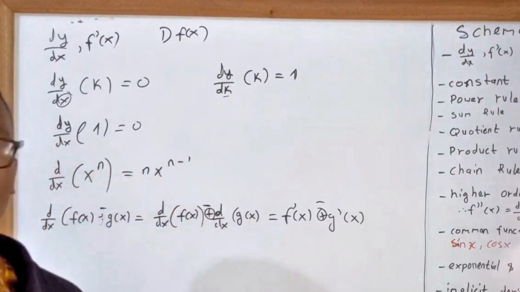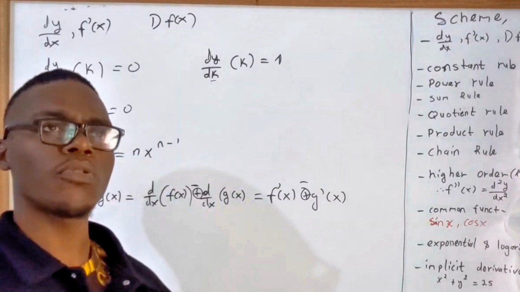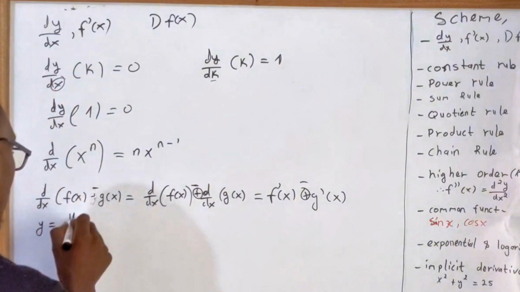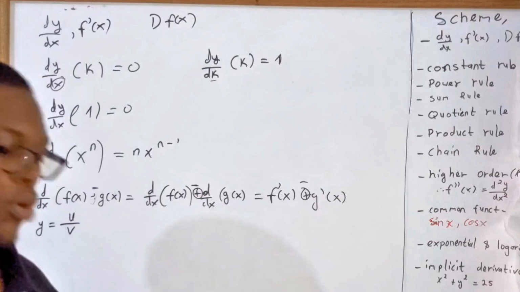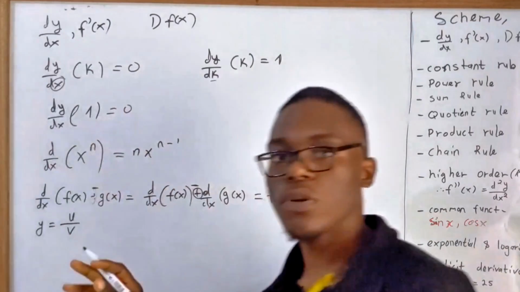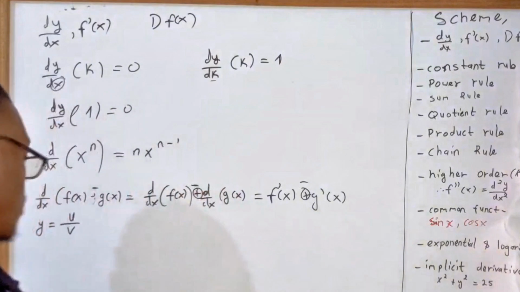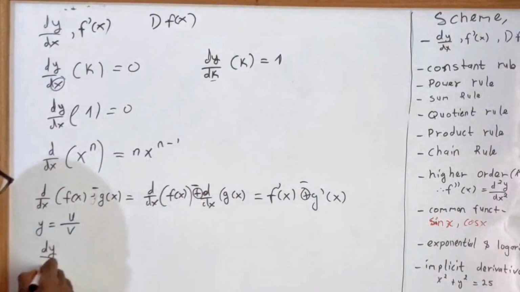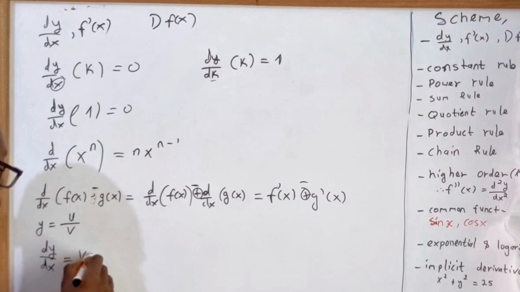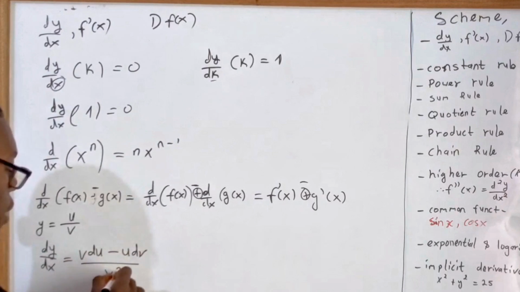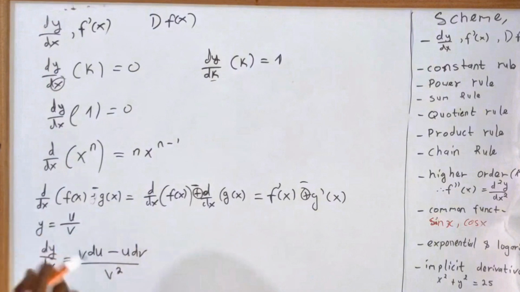Moving then to the quotient rule. What's a quotient? Take a look at it. A quotient is one thing all over another thing. Example, you have y is equal to what? u all over v. That's an example of a quotient. Okay, we have y is equal to u all over v. If we differentiate this, we are going to have what? From the basic principle, the law is what? dy over dx is equal to what? v du minus u dv all over v squared. That is the principle of the quotient rule. Hope you understood this principle and how it works.